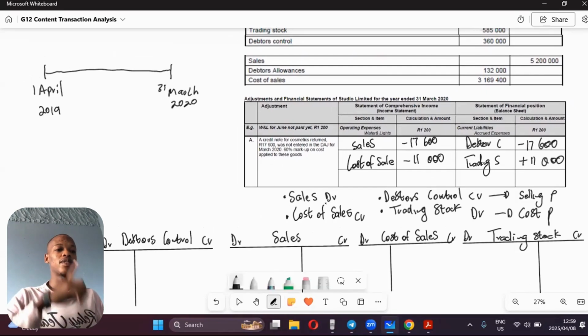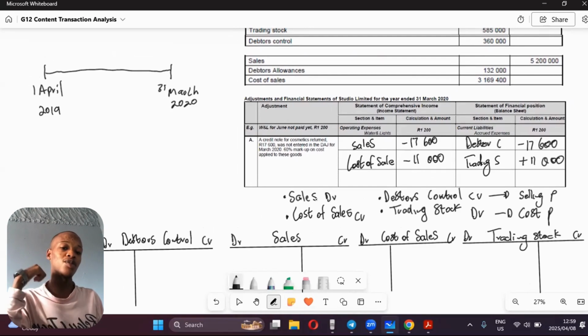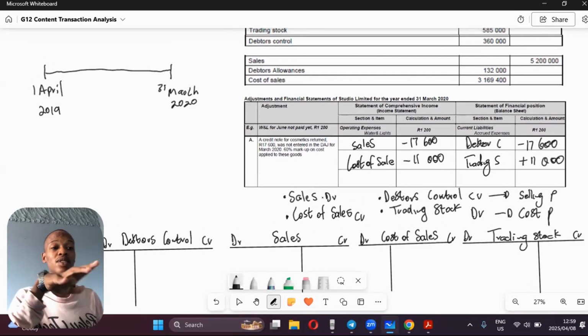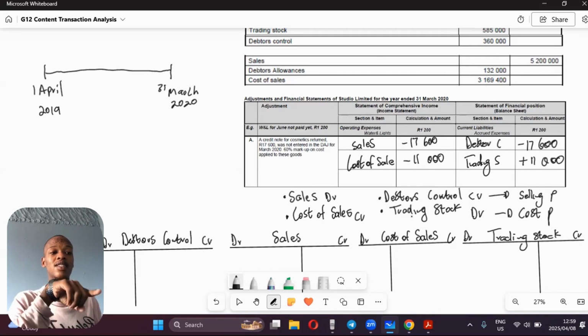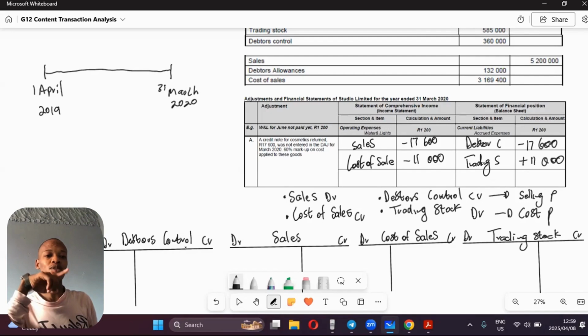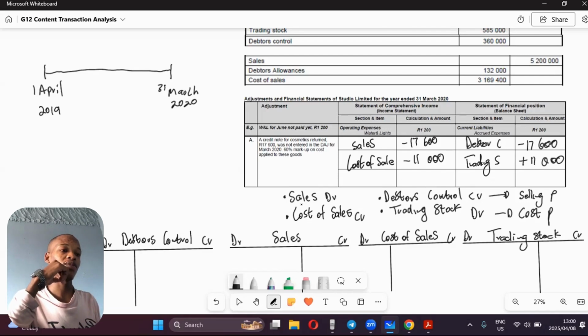Okay, so remember we said sales. Please make sure you check on the previous video in order to be able to understand what is happening on this one. So sales is going to be debited, cost of sales is going to be credited, debtors control is going to be credited, and then trading stock is going to be debited. And then let's go. Debtors control is going to be credited because now we are deducting the debts that the debtor is owing, or the credit that the debtor has on us.